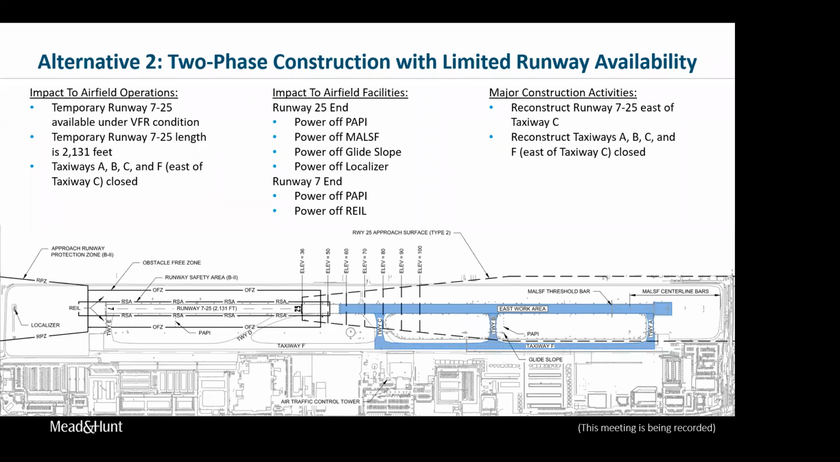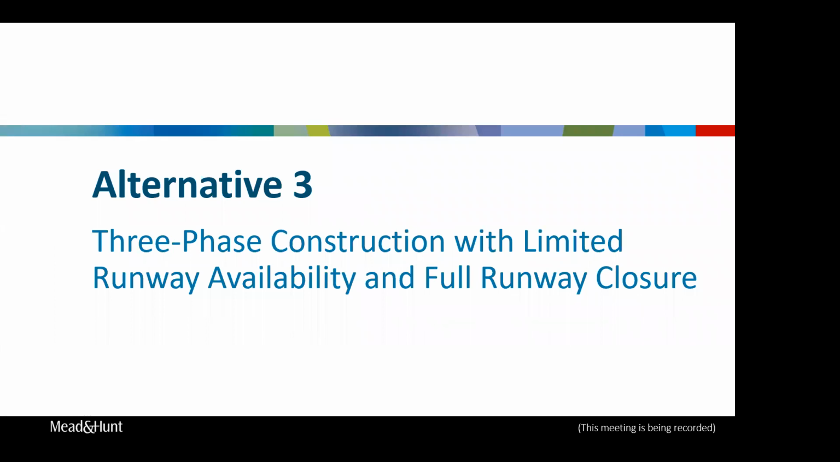Whereas Jeanette described a full runway closure, which is anticipated to take about three to four months, the more phases you add, the more time it's going to add to the project. So we estimated, as a rough estimate, that we're probably looking at 5 to 5.5 months of construction, plus the same 2 weeks of night closure for the final grooving and markings. Now, if you go to the next slide, I'll talk about alternative 3.